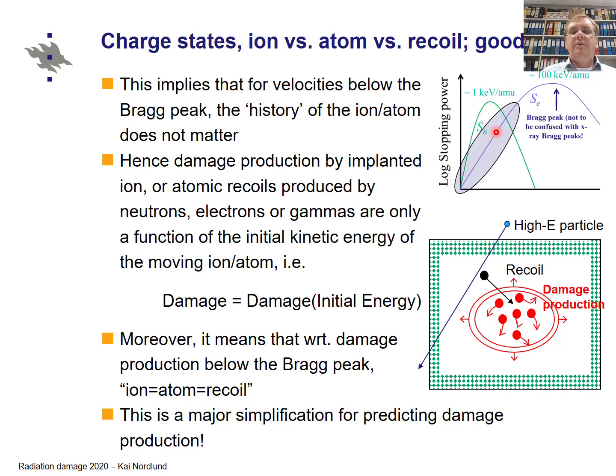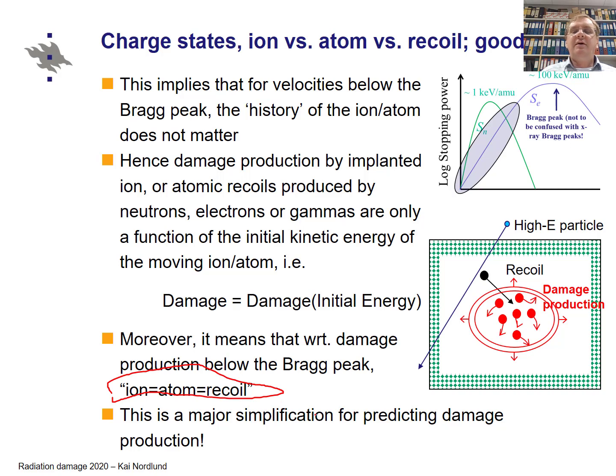So in that case, really the history of the ion atom matters, and this means that it doesn't matter if it was initially a recoil starting inside the lattice or an ion entering the material. So this means that if you have a high energy particle, any high energy particle, it doesn't have to be an ion. This could be a neutron, gamma, even more exotic particles like muons. So when they hit a recoil, this recoil will produce damage as if it had been an ion. Or in other words, with respect to damage production, ions, atoms, and recoils are the same thing.